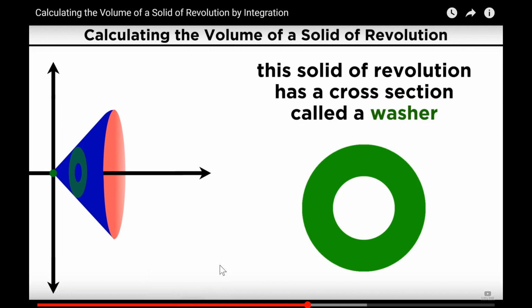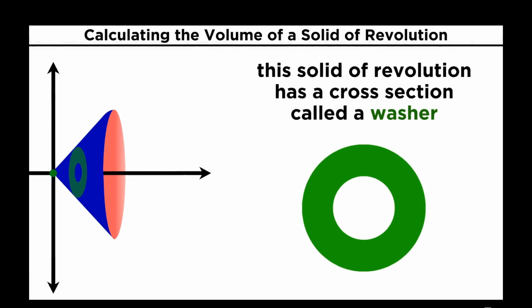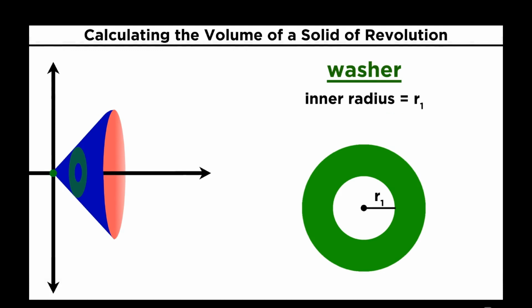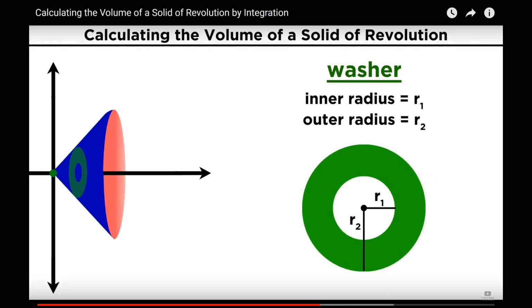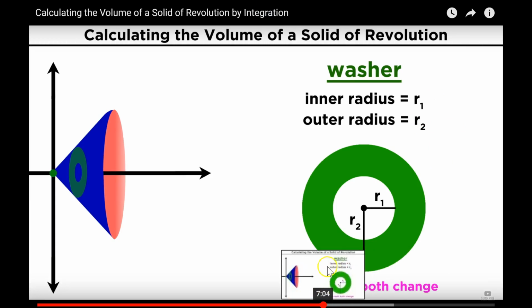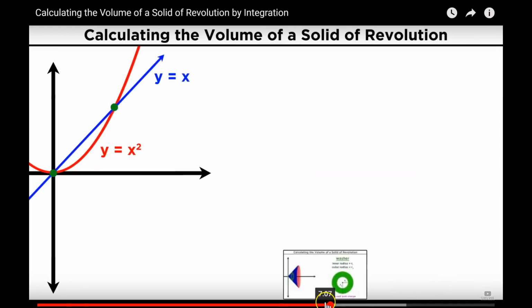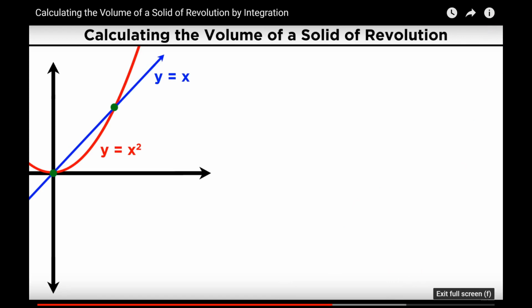The solids have cross-sections that are not circles, but rather things called washers. A washer is like a ring, and it will have two radii: the one from the axis of rotation to where the solid starts, which we call the inner radius, and one from the axis of rotation to where the solid ends, or the outer radius. Just like the circle in the previous example, whose radius changes as it moves through the solid, this washer will also change as it moves through the solid, and both the inner and outer radii change according to these two functions. Let's take the functions y equals x squared and y equals x.